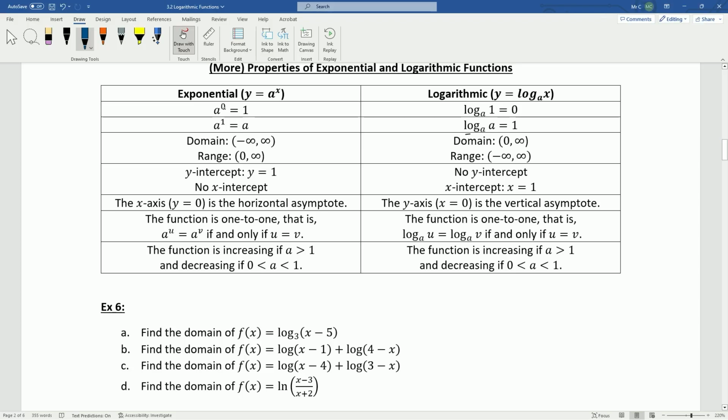So exponential functions, we know that a to the 0 equals 1. Switch your inputs and outputs. That tells us log base a of 1 equals 0. Switch your x and your y, right?